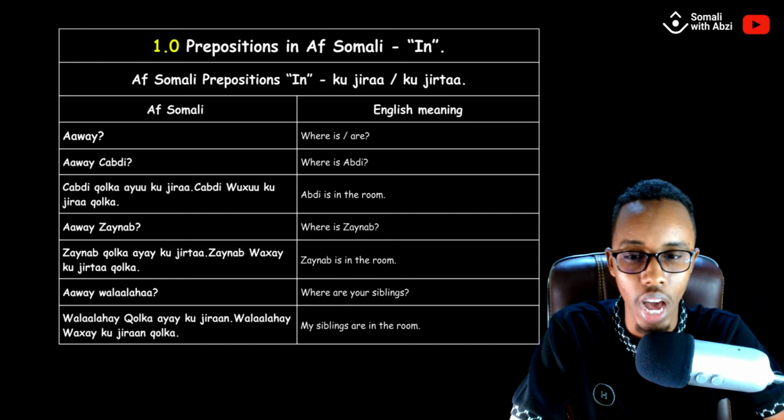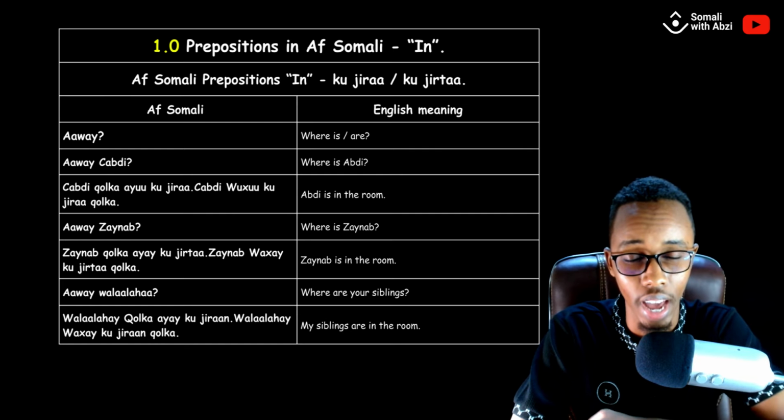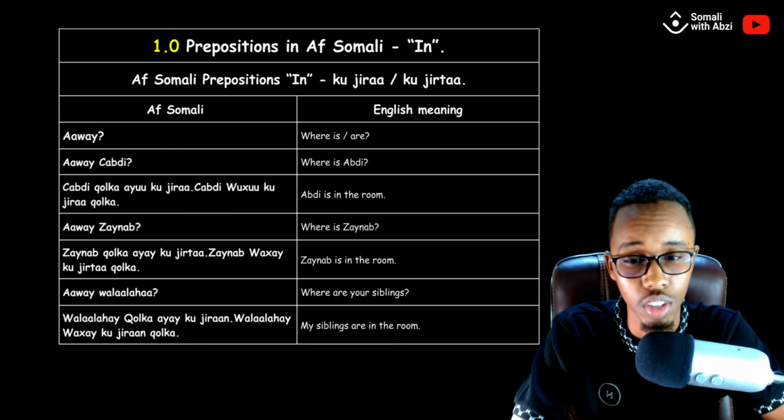The next one says, away walaalaha. Now it's many people, like where are your siblings? We just practiced where is for masculine nouns and feminine nouns. Now, for plural nouns, where are your siblings? Away walaalaha. We say, qolka ayay ku jiraan. So, ayay ku jiraan with the N at the end and ayay at the beginning is for plural nouns. You can also say, waxay ku jiraan qolka, but the first one is very useful.